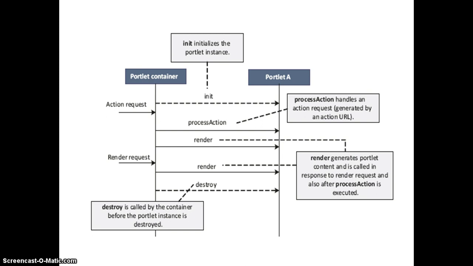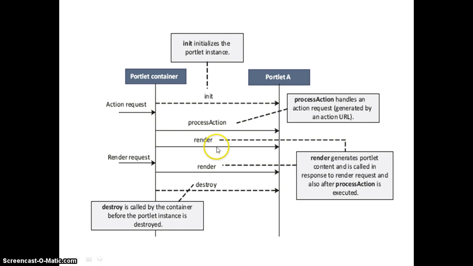So basically this init method is being called first, and this init initializes the portlet instance. Then there comes an action request which is passed through the portlet container, and our processAction method handles this request, which is generated by an action URL. I'm going to tell you what those action URLs are also.